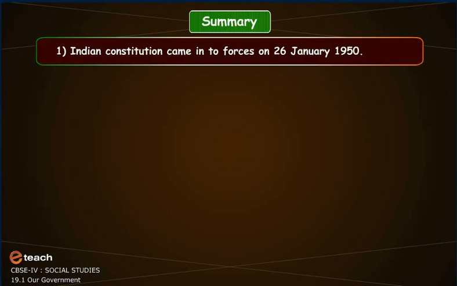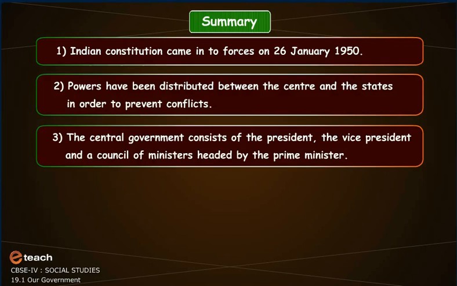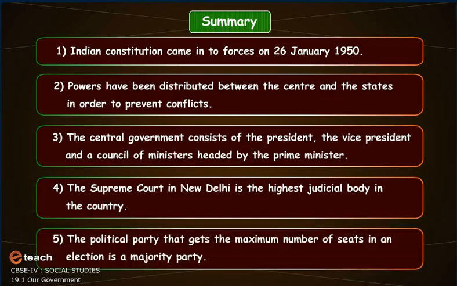Summary. 1. Indian Constitution came into force on 26th January 1950. 2. Powers have been distributed between the centre and the states in order to prevent conflicts. 3. The central government consists of the President, the Vice President and a Council of Ministers headed by the Prime Minister. 4. The Supreme Court in New Delhi is the highest judicial body in the country. 5. The political party that gets the maximum number of seats in an election is a majority party.